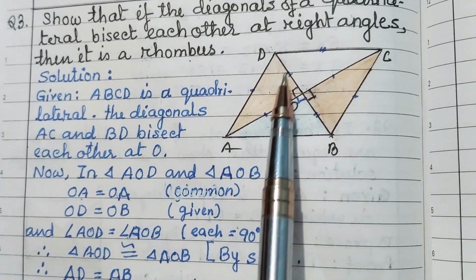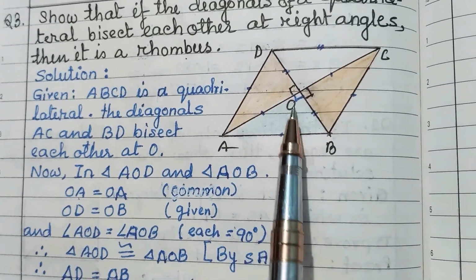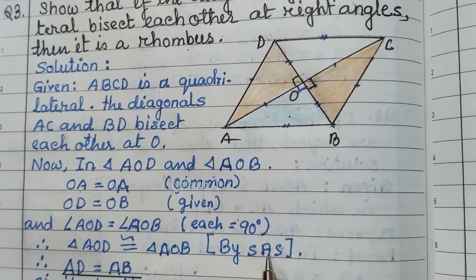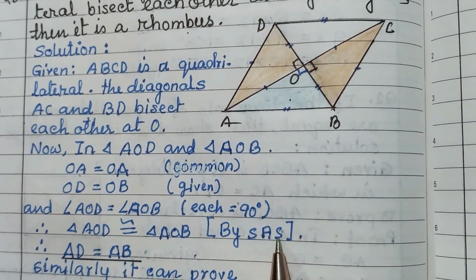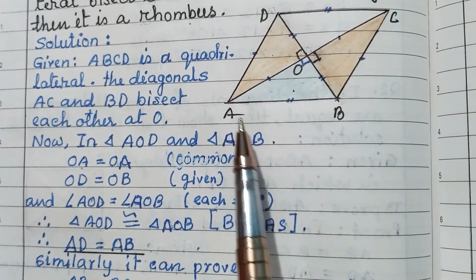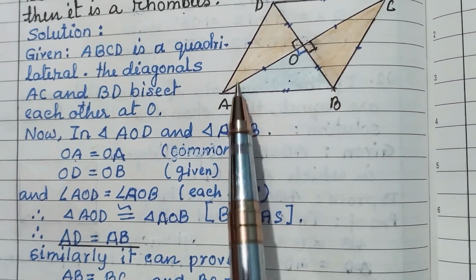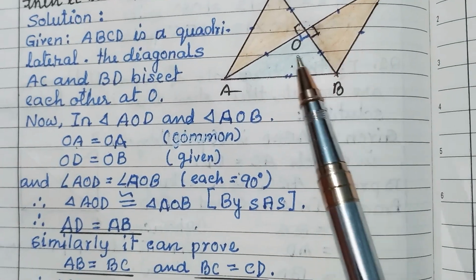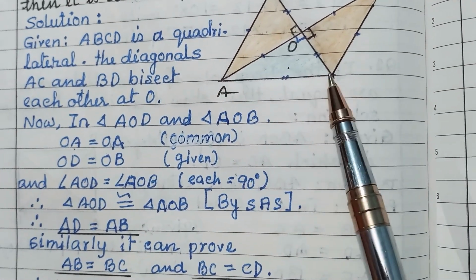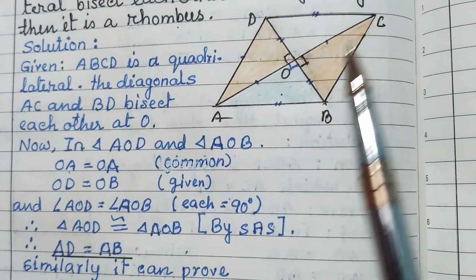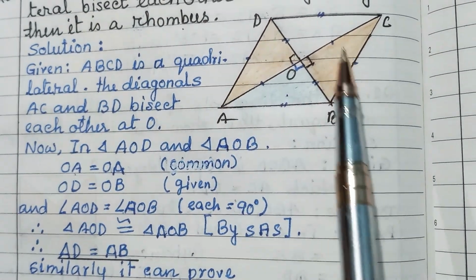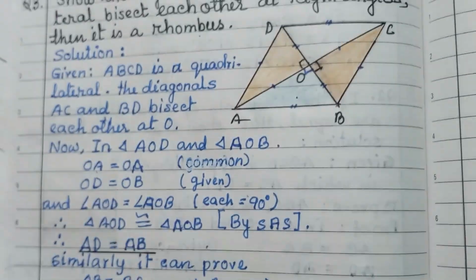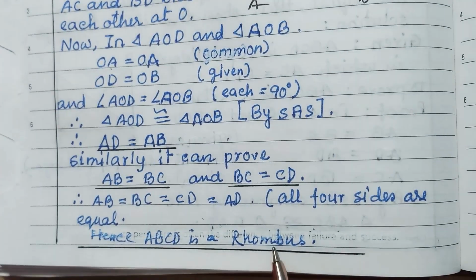So by side angle side congruency rule, these two triangles are congruent. So by CPCT, AD is equal to AB. These two sides are equal. Similarly, from these two triangles we can prove AB is equal to BC. So that means all the sides are equal. When all sides are equal, it is a rhombus. It is the property of the rhombus.